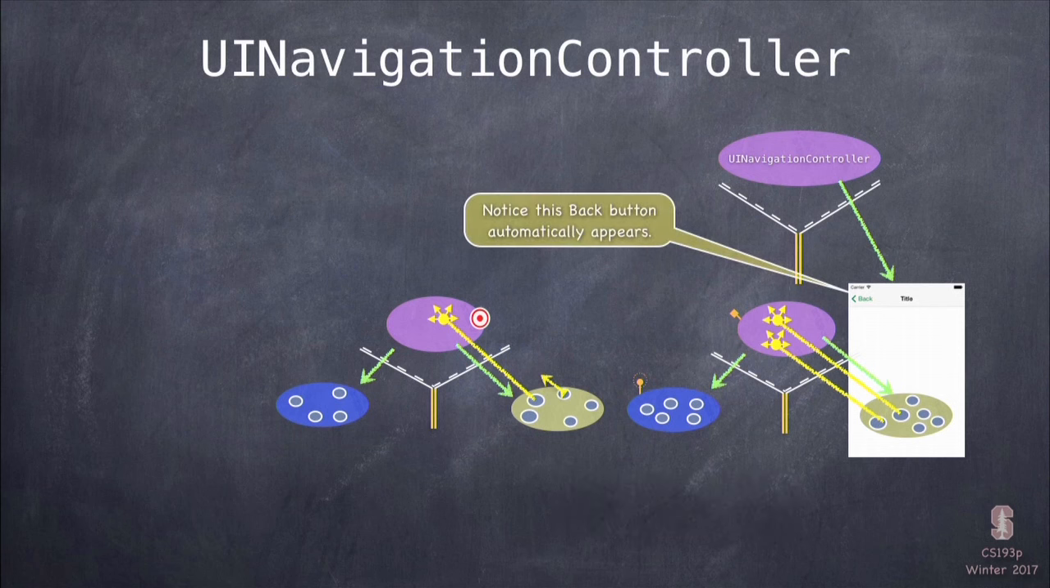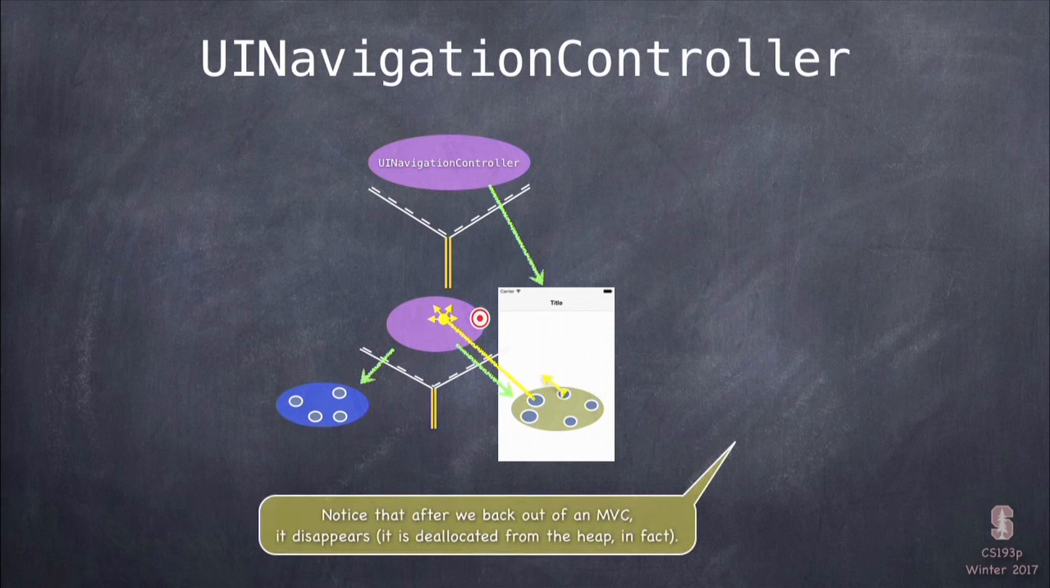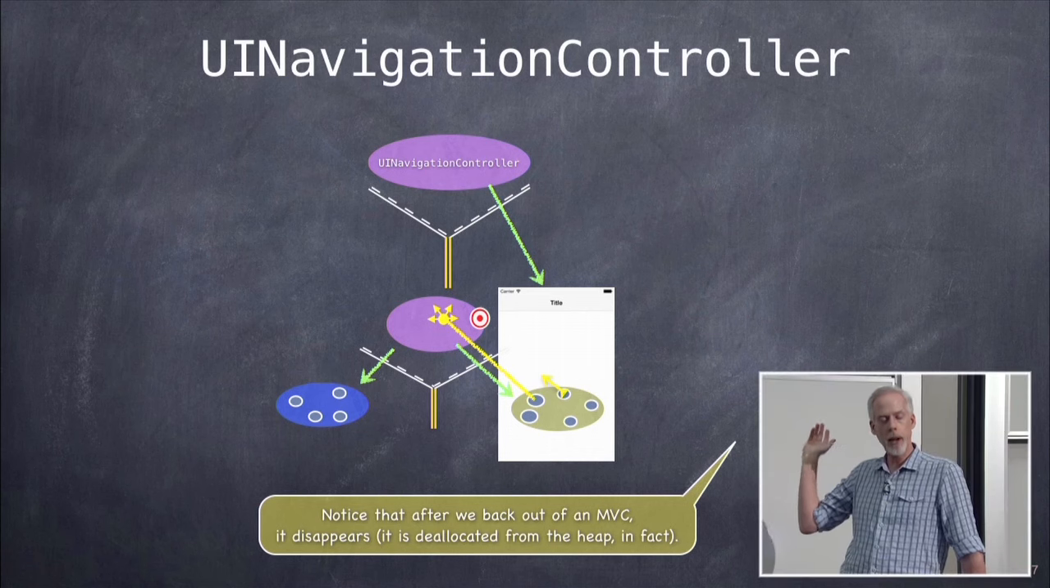Now, when you do that, you get the back button for free. It just automatically appears up there because that top bar is drawn by the navigation controller as part of its view. And when you click that back button, what happens is interesting here. Of course, this slides back, but what happened to that MVC? Gone. Deallocated from the heap. So when you go back, whatever card was on top gets thrown away.